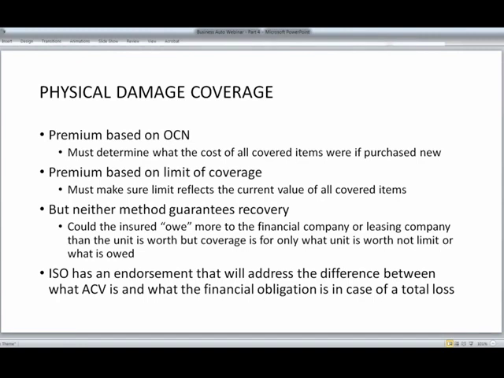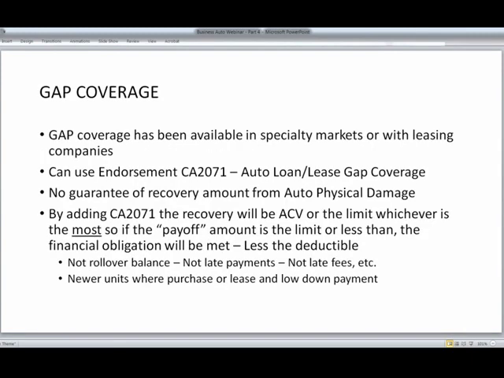Could the insured owe more to the finance company or leasing company than the unit is worth? Coverage is for only what the unit is worth, not the limit or what is owed. ISO has developed an endorsement, a gap endorsement, that will address the difference between what ACV is and what the financial obligation is in the case of a total loss. That's called gap coverage. Gap coverage has been available in specialty markets or with leasing companies for a long time.